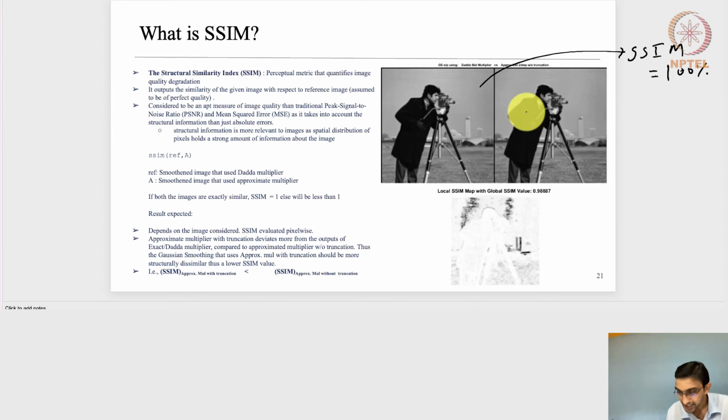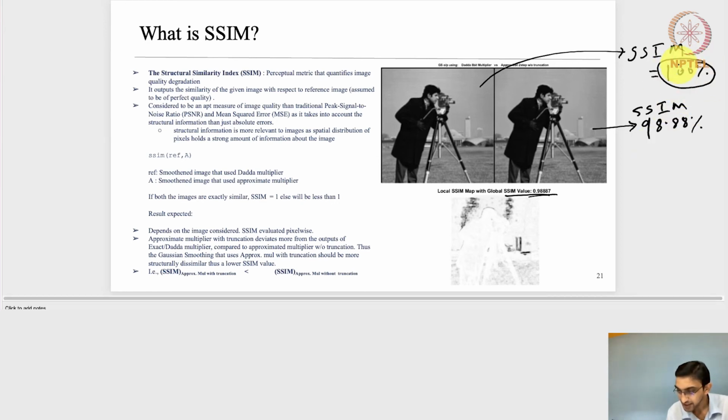And if I find out the SSIM for this approximate 8-bit multiplier, which is adopted in building the Gaussian smoothing filter, the output is giving us around 98.88%. Right, so this is the structural similarity index value we are getting. So if I find out the difference quantifiably or statistically, it is only a degradation of around 1.12%, which is very, very small.